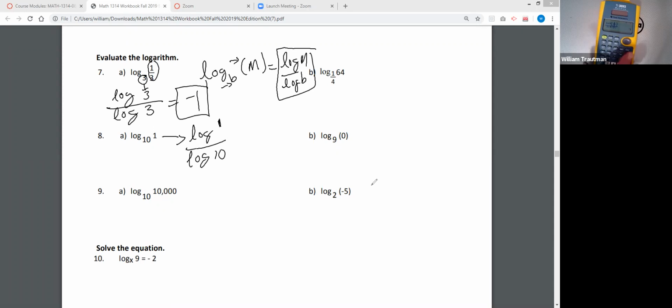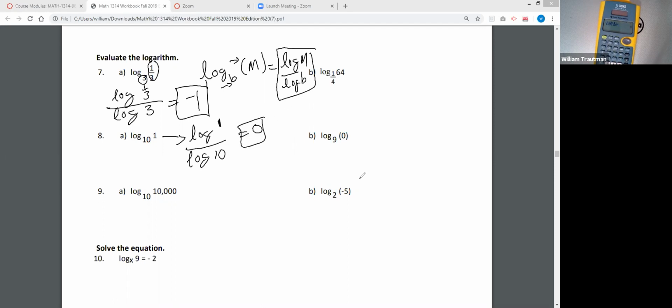Let's try that really quick. Fraction, log of 1 divided by the log of 10 equals 0. And that's what we got.